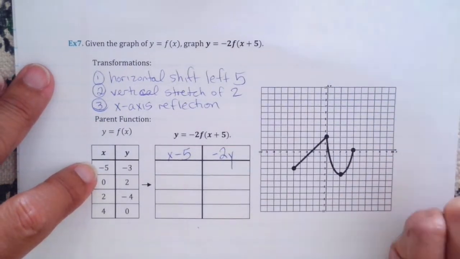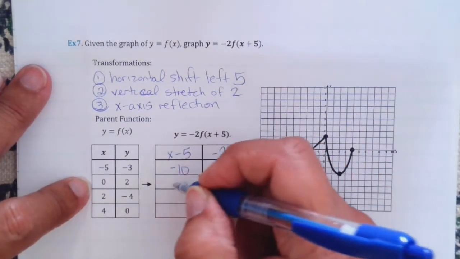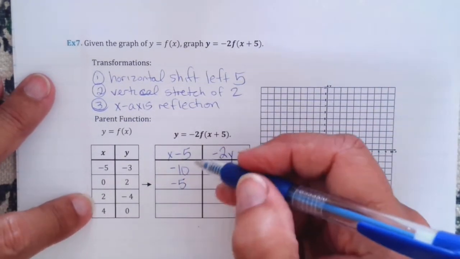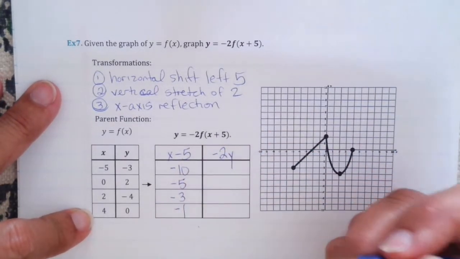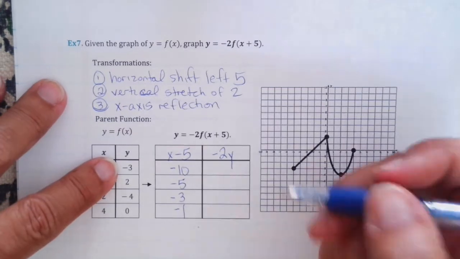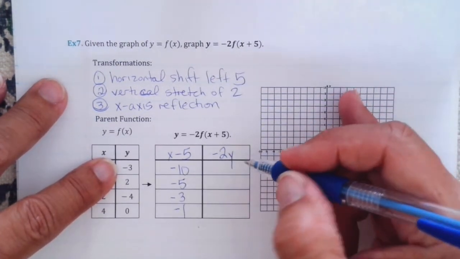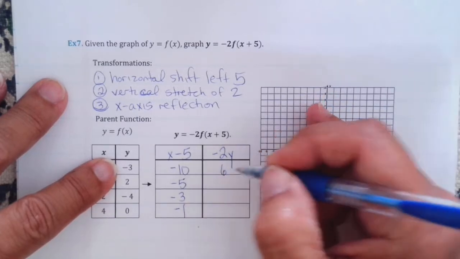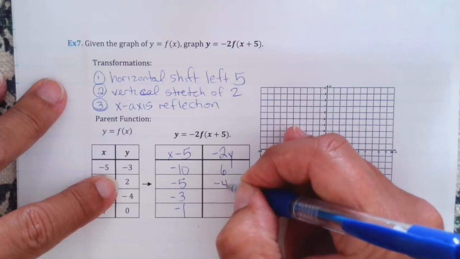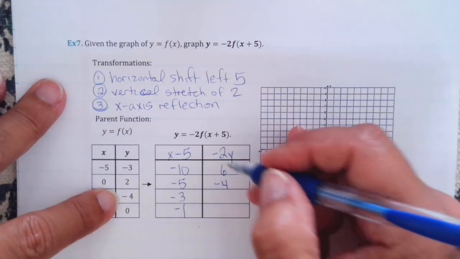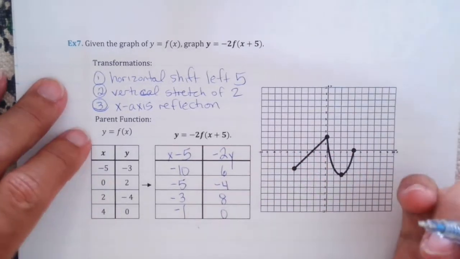Okay, so negative 5 minus 5 is negative 10. 0 minus 5 is negative 5. 2 minus 5 is negative 3. 4 minus 5 is negative 1. And then we're going to multiply each y by negative 2. Negative 2 times negative 3 is positive 6. Negative 2 times 2 is negative 4. Negative 4 times negative 2 is 8. And 0 times negative 2 is 0.